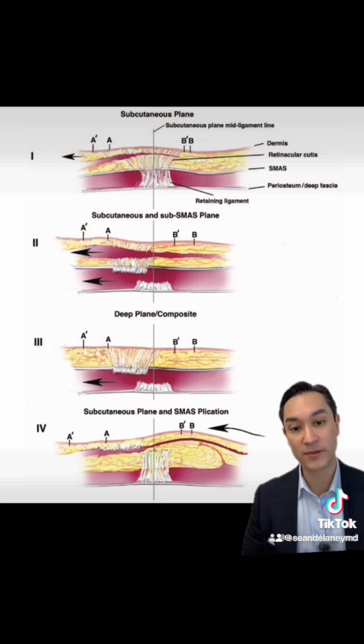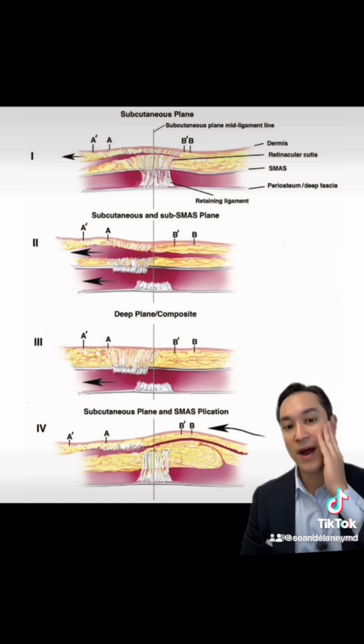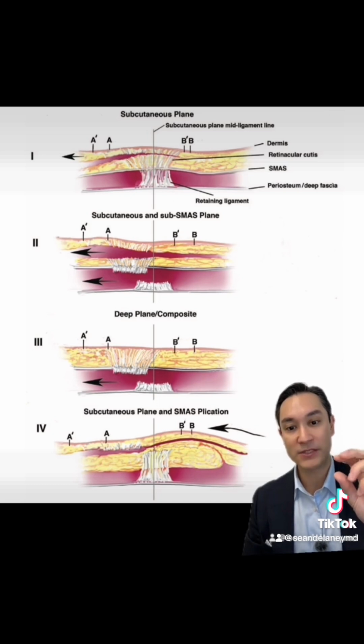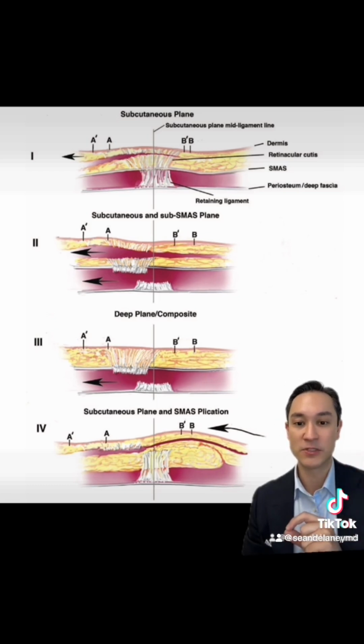Then number 4 here is an example of what the SMAS-plication looks like. Basically, what you do is you get a wide undermining in the subcutaneous plane to expose the SMAS layer, and then you grab the SMAS and you fold it in on itself. So you can see you're folding the SMAS, you're not releasing it, so you'll still get an improvement. You may get some unwanted fullness in certain areas, and you're not treating what's probably the biggest, most important thing to treat, which is the deep facial ligament.